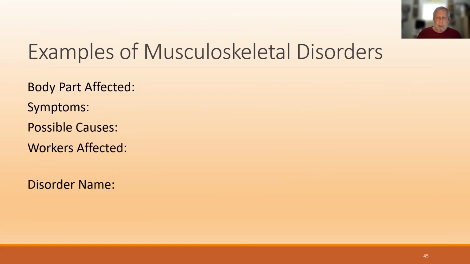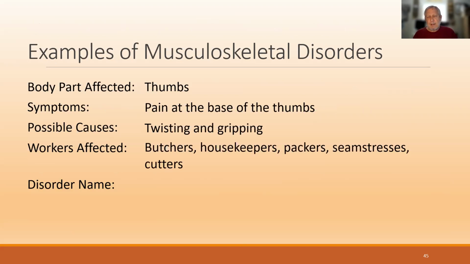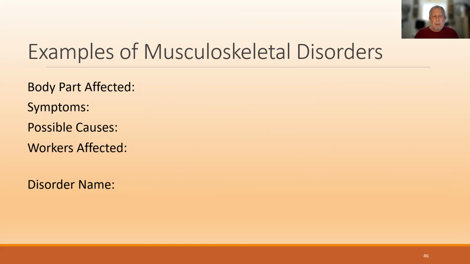These are some examples of musculoskeletal disorders. We're going to show the body part affected, the symptoms, possible causes, what kind of workers are affected, and what it's called. So the thumbs: pain at the base of the thumbs is a symptom. Twisting and gripping are the possible causes, and usually butchers, housekeepers, packers, seamstresses, sewing machine operators, cutters, people cutting things all the time. And that's called De Quervain's disease.